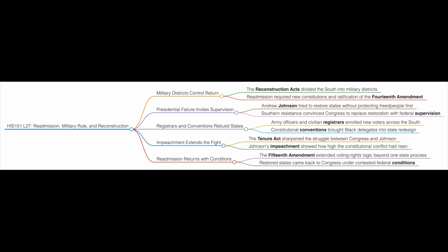Texas and Virginia, which returned later than some other states, underline the same lesson. Readmission was not one national gesture performed on a single day. It was a staggered and supervised process in which timing, military oversight, and constitutional compliance determined when a former Confederate state could recover representation and under what political conditions it would do so.